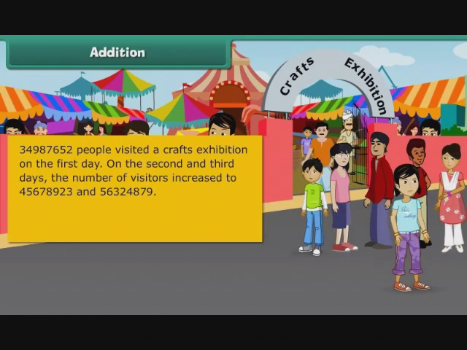34987652 people visited a crafts exhibition on the first day. On the second and third days, the number of visitors increased to 45678923 and 56324879. How many people visited the exhibition in all?